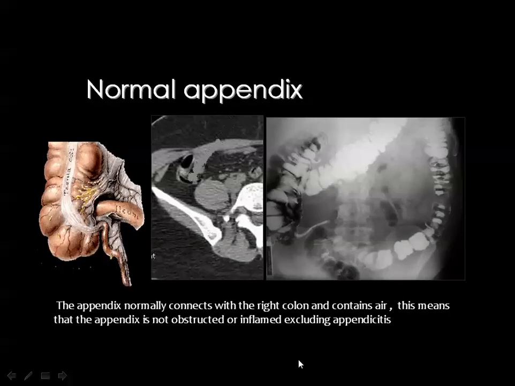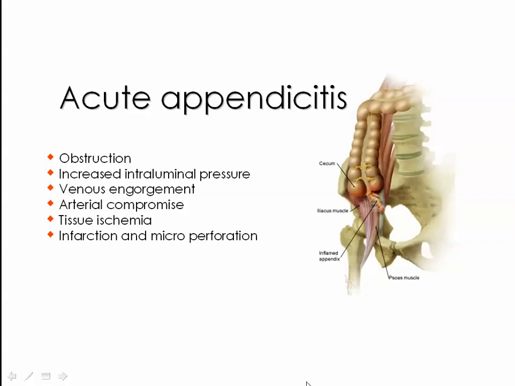Then acute appendicitis is of course one of the causes of acute abdomen, and the normal appearance of the appendix in the barium enema is like this one. But remember, if the appendix is not filled with barium, this does not mean that it is obstructed or inflamed. And in the CT scan, you may see the normal appendix as a small tubular shadow filled with air in the right iliac fossa.